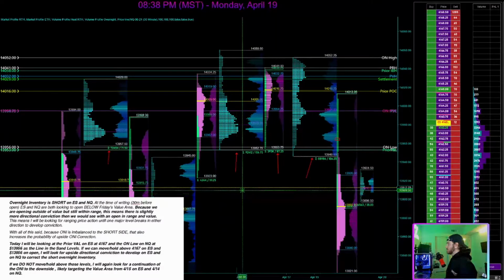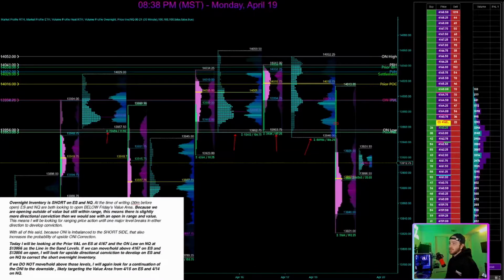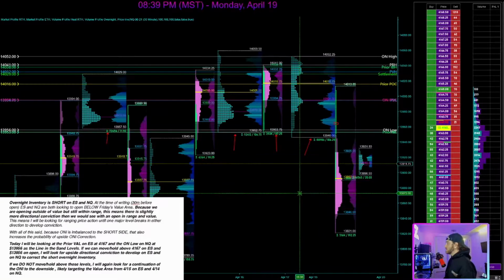If we broke it, I was looking for that flush to the downside, which we indeed did get. So if we did not move and hold above those levels, my line in the sand levels, 41.67 on ES and 13,956 on NQ, then I was looking for that flush to the downside, which is indeed what we saw today.